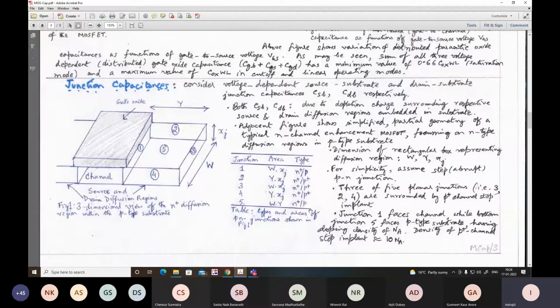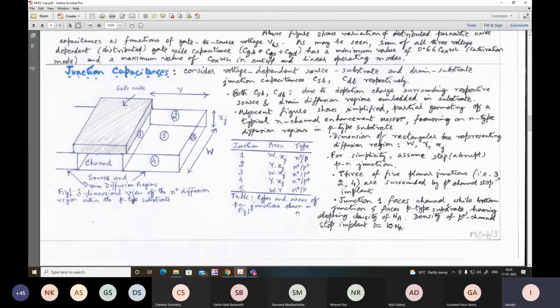So 5 different junctions we need to take into account while trying to calculate the CDB. That means here drain to body capacitance, and on this side symmetrically the source to body capacitance. These are junction related capacitances, and typically the substrate has a doping density which is an order of magnitude lower than that of the P plus channel stop implant. So typically you can say that this is 10 times lower. That's why we refer to it as P N plus junction, whereas 2, 3, 4 are referred to as P plus N plus junction. So different characteristics will be related to them.